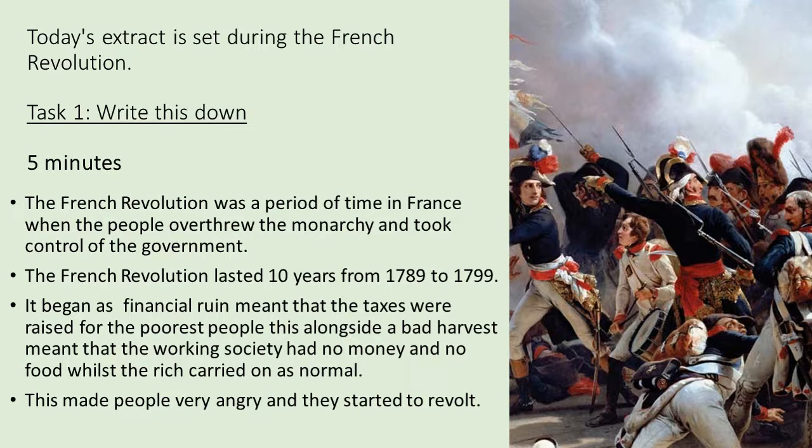It began as financial ruin meant that the taxes were raised for the poorest people, and this, alongside a bad harvest, meant that the working society had no money and no food, whilst the rich carried on as normal. This made people very angry, and they started to revolt. So please do pause the video to write this down.